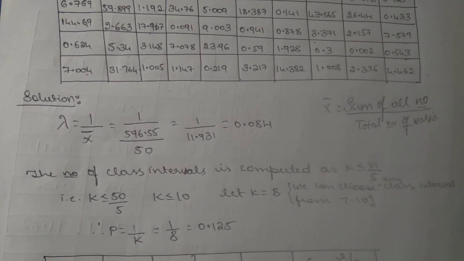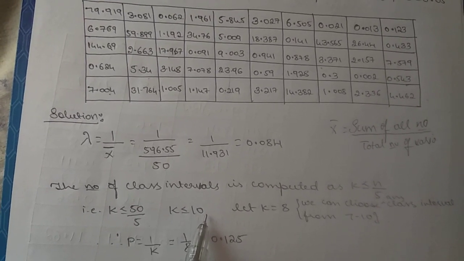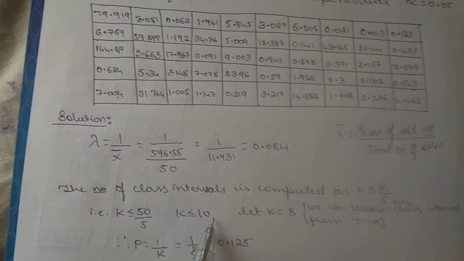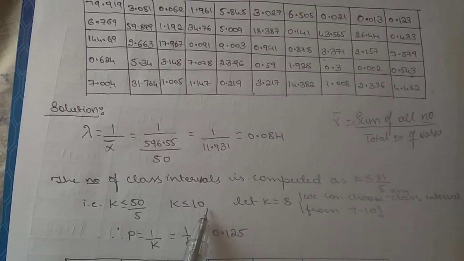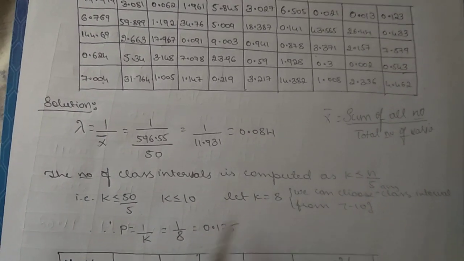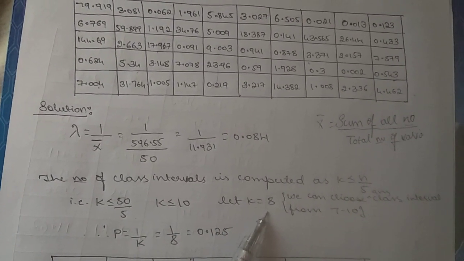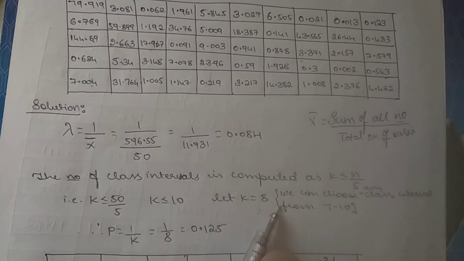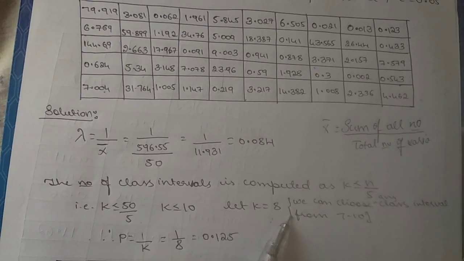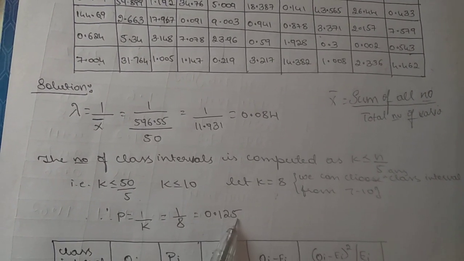You have to remember always, k less than or equal to 10 means you can take the class intervals from 7 to 10. You can take 7, 8, 9 or 10. Here I'll take 8. Let k equal 8. You can take anything from 7, 8, 9 and 10, but here I'm taking 8. If you want, you can take 7 also, 9 also, and 10 also. Got it? I'll assume the k value as 8. Now find out the p value. p equals 1 divided by k, that is 1 by 8, equals 0.125. Now let me come to the table.